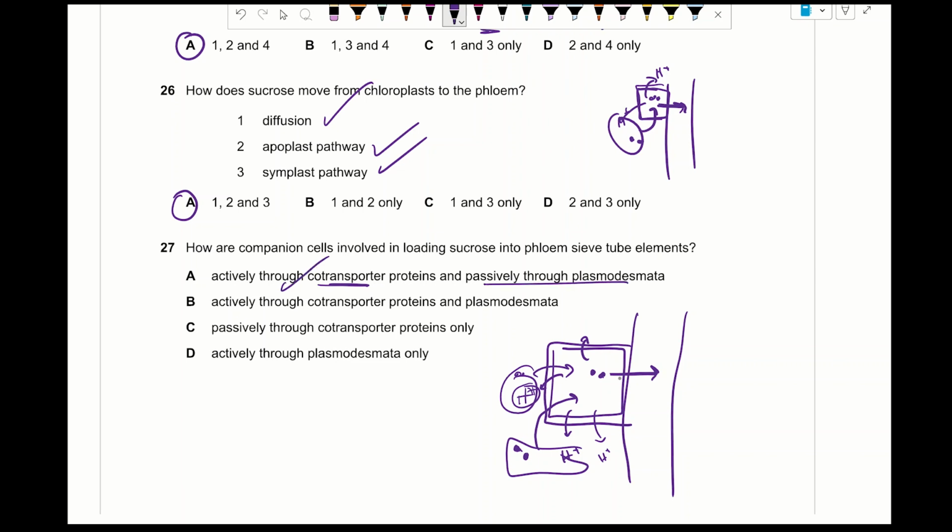So we just said that once the sucrose is inside the companion cell, it moves by passive diffusion through the plasmodesmata, or the symplastic pathway, into the phloem sieve tube elements. So this is correct. B.